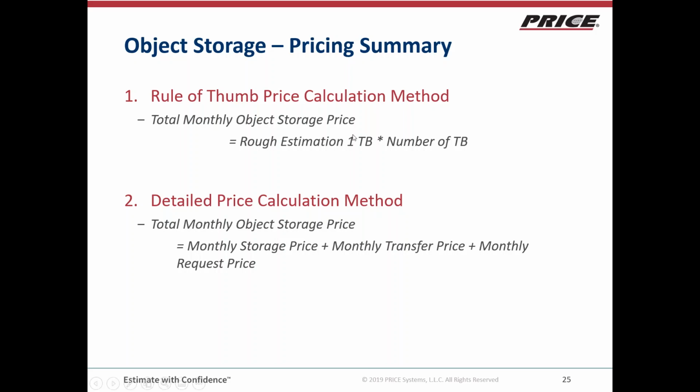The first one being a rule of thumb calculation. This is where the total monthly object storage price is just the rough estimation of 1 terabyte multiplied by the number of terabytes. The other method is a detailed price calculation method. This is when it is a sum of the total storage price, the transfer price, and the monthly request price, all summed together separately so that it's a little bit more detailed, more specific to the pricing that the user finds.